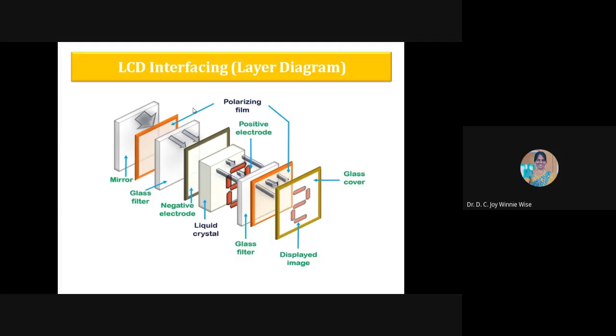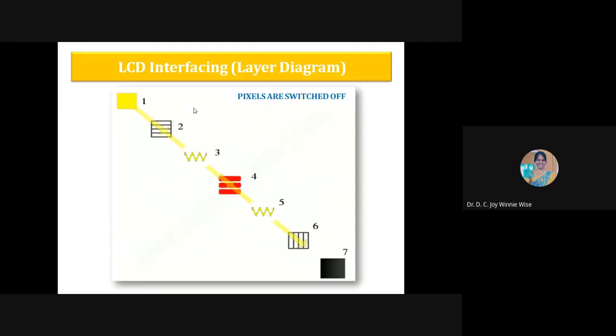Actually, this is the layer diagram of a liquid crystal display. Let me explain this. We have layers 1, 2, 3, 4, 5, 6, and 7. When you take this first one, the output is in the off stage. There's no display here.